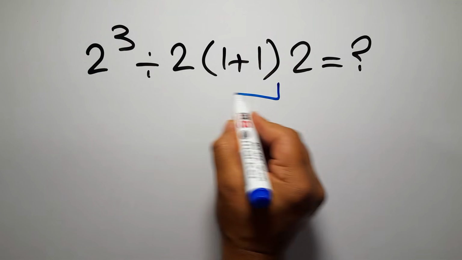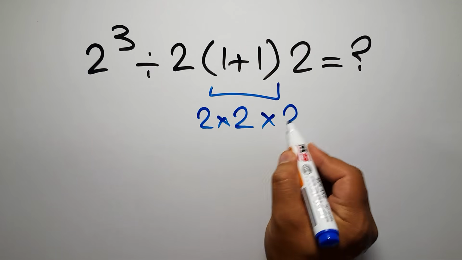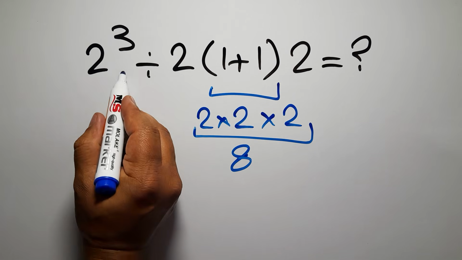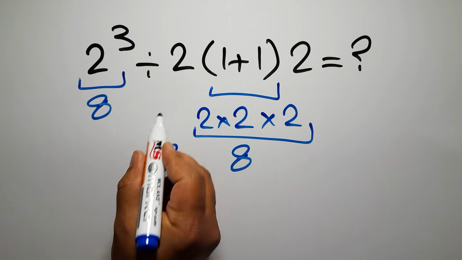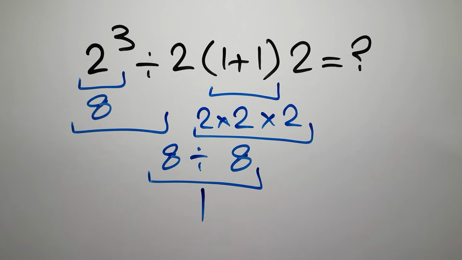1 plus 1 equals 2. So 2 times 2 times 2 gives us 8. And 2 cubed equals 8. So 8 divided by 8 divided by 8 equals 1. But this answer is not correct.